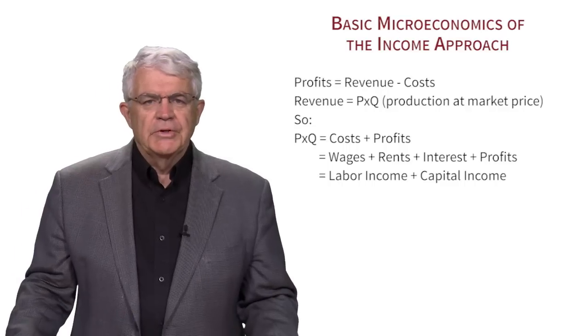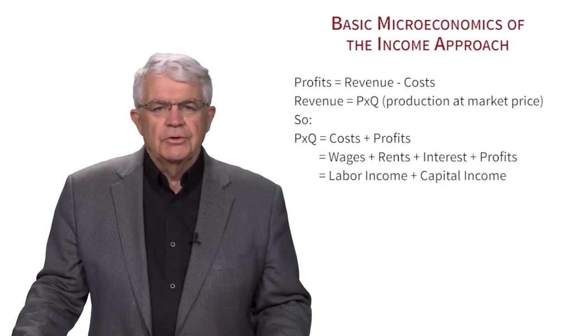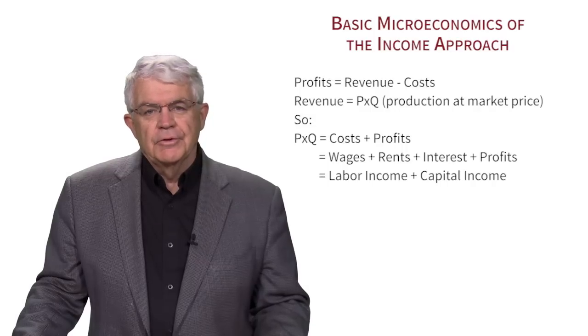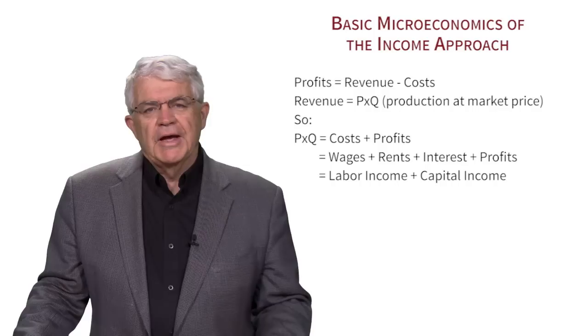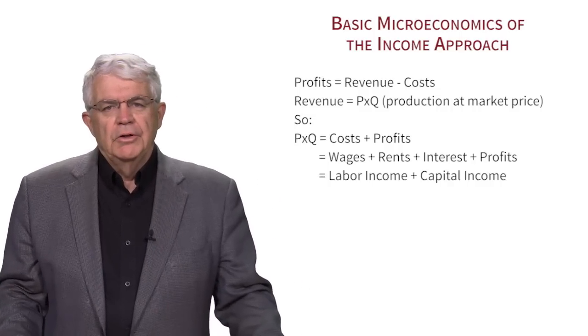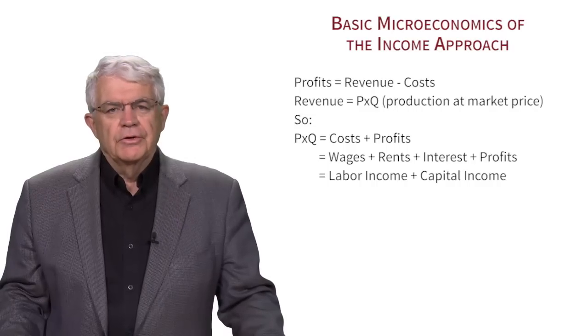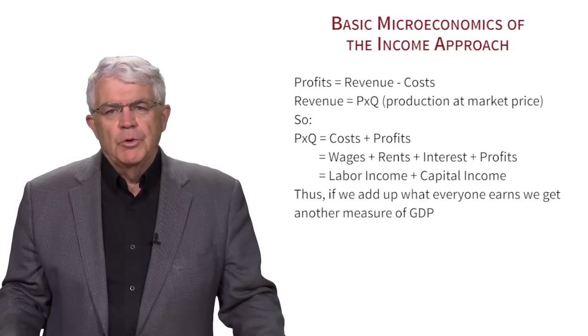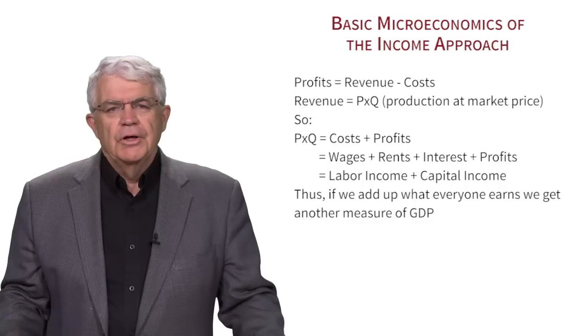Economists like to lump these together, the wages in particular, into labor income. Obviously, it's the income of workers they get for the labor. And then the rest, rents plus interest plus profits, are frequently called capital income. It's really the payments to capital, whether you're renting a truck or paying interest on a loan to the bank to buy the truck, or the actual profits that are earned by the firm. So this is pretty clear that if we add up what everyone earns, add up the total of that, we get another measure of GDP.